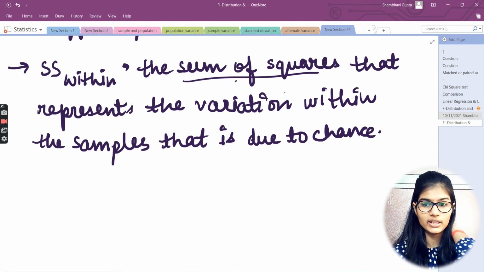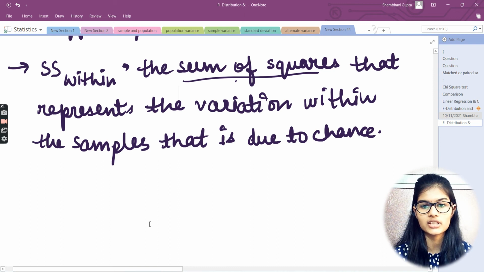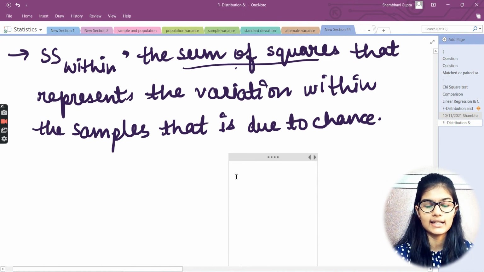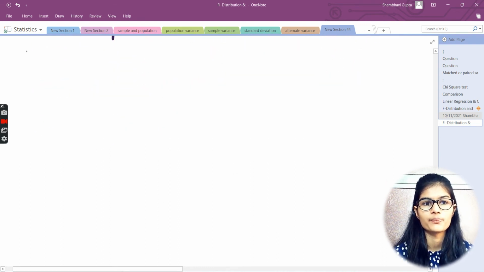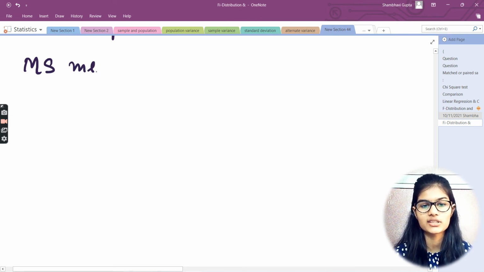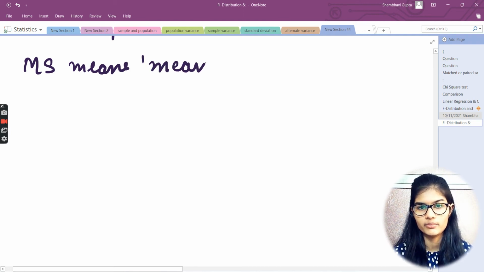Now next we have some more things to go ahead with, so I would just start writing those things. I would not dictate that out. So right here we go. Now we have another term, that is MS, capital M, capital S. Now what does that actually mean? MS means the mean square. So it's the mean and here it is the square.